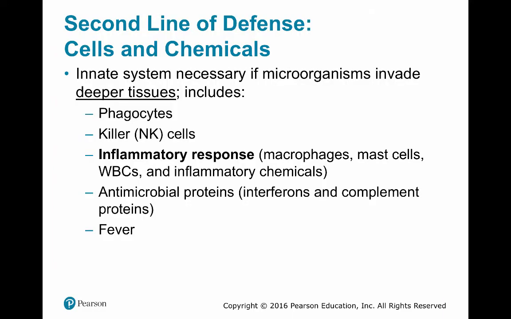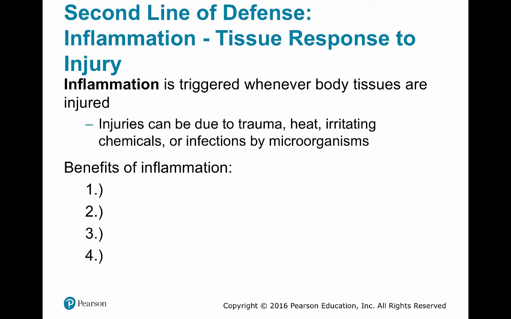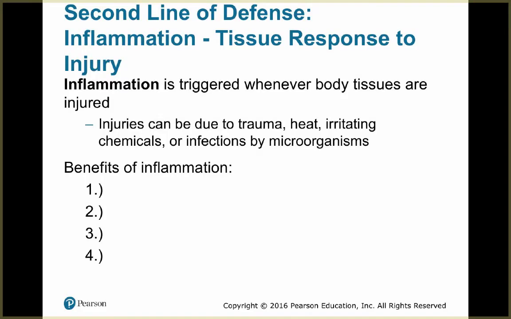So hopefully now you understand natural killer cells a little bit better. Now let's talk about the inflammatory response. So inflammation is triggered whenever the body tissues are injured. Injuries can be due to trauma, heat, irritating chemicals, or infection by bacterial microbials. And so there's several benefits to inflammation. First of all, it helps to prevent the spread of damaging agents.